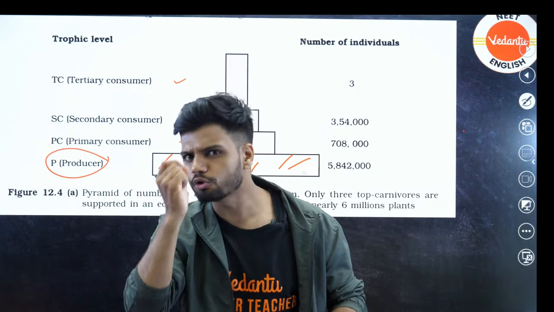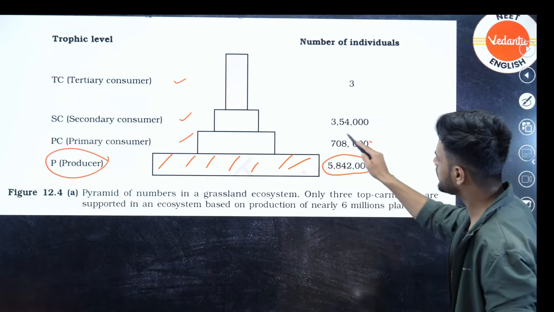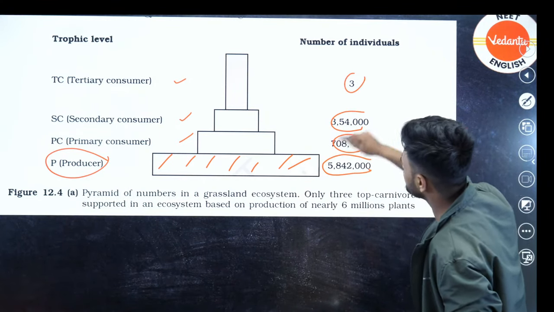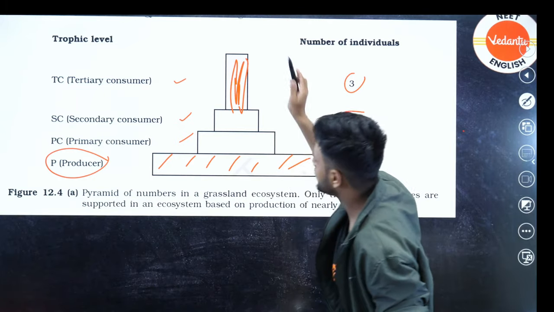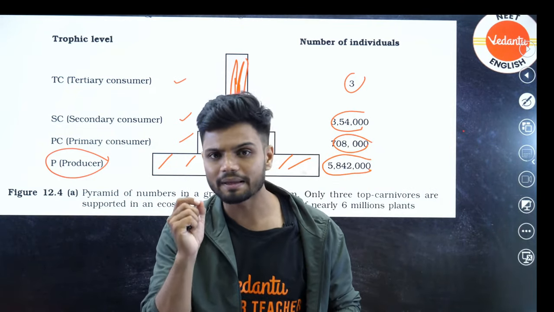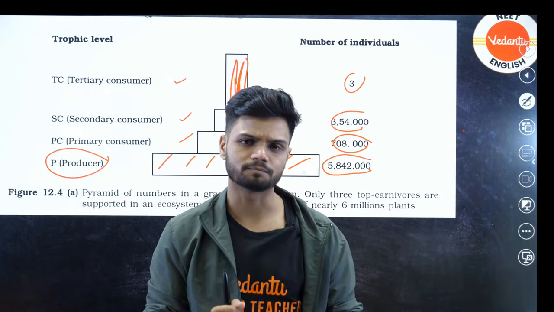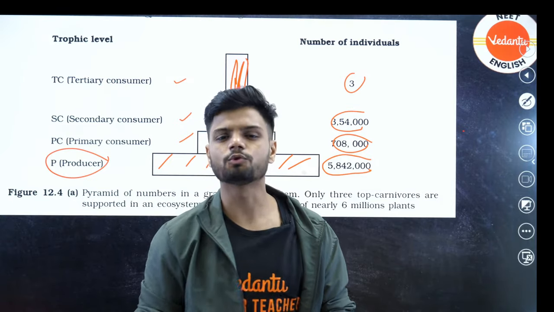And here, if you notice one thing, suddenly there's a sharp decrease in the number. Can you see? It means that the top carnivores are actually very few in number.